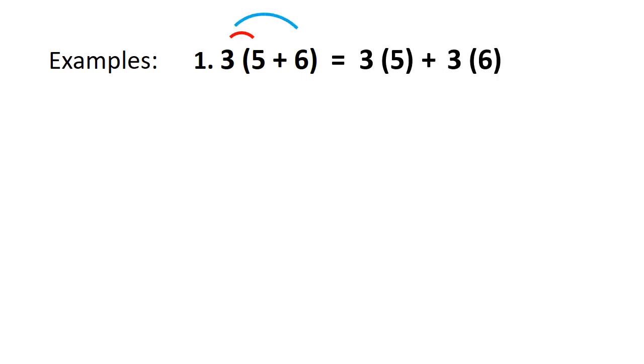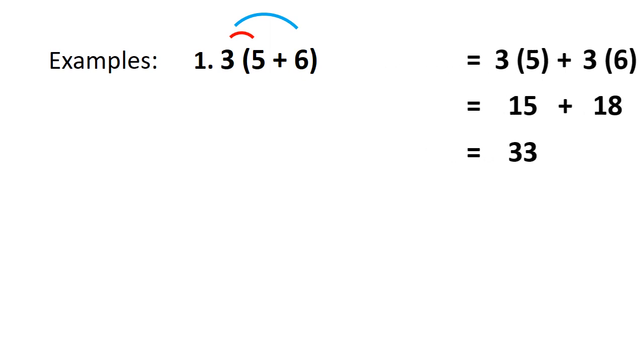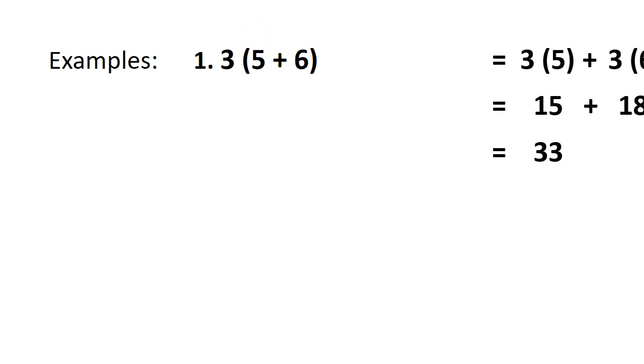Here are other examples using the distributive property. Number 1. 3 times the sum of 5 and 6 is equal to 3 times 5 plus 3 times 6. 3 times 5 is 15, 3 times 6 is 18. 15 plus 18 is 33. Now, without using the distributive property, we have 3 times 11 equals 33.